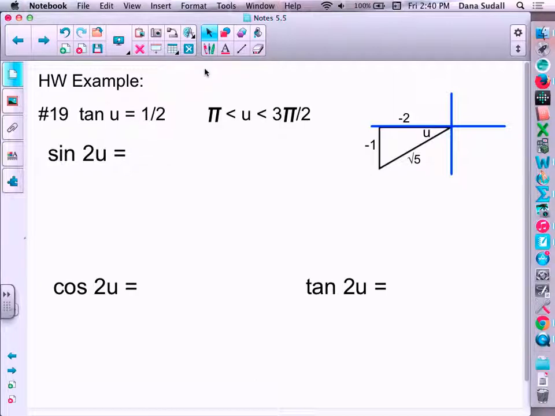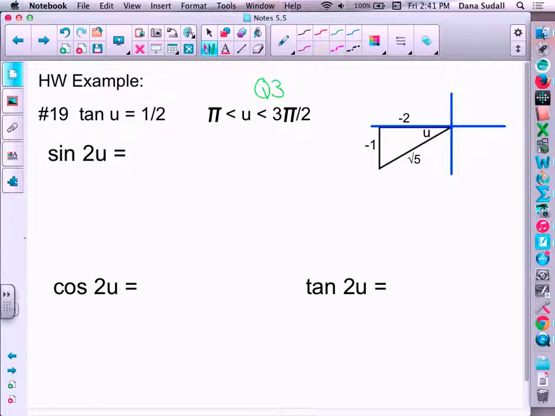All right, and then 19 followed this problem. This was similar to what we did in class 2. So they said u falls between pi and 3 pi over 2, so that triangle will be in the 3rd quadrant. And they said that tangent of u is 1/2. So in the 3rd quadrant, tangent is positive. Opposite side would have to be -1. Adjacent side would have to be -2 in order for that to work. So Pythagorean theorem will give you square root of 5 for that hypotenuse.